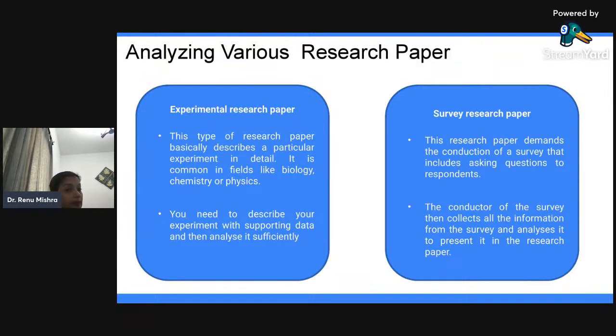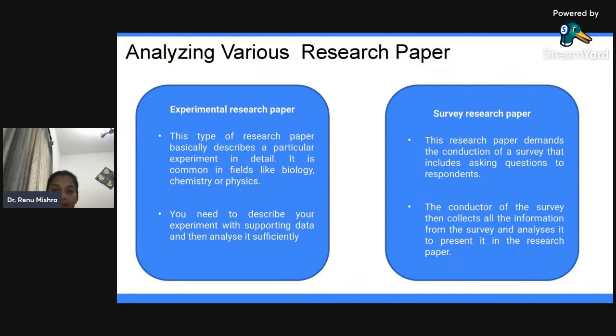When you talk about an experimental research paper, as the name suggests, it is a research paper written on the basis of the experiments you have conducted. Many of the academicians here would be from science, so when they conduct certain experiments, certain situations are in a lab, certain situations are in a controlled environment. These kinds of research papers are experimental research papers. Then you have to explain your experiment with the help of the analysis which you are doing.